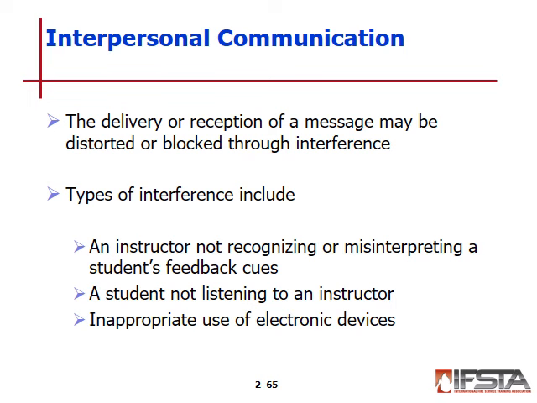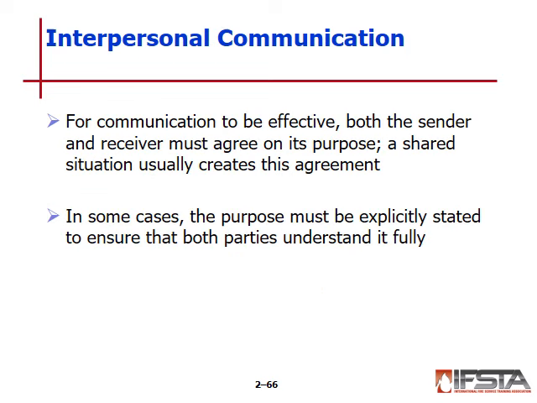As an instructor, you can misinterpret a student's feedback as cues. You may equate it to a student not listening or an inappropriate use of some sort of electronic devices. So again, find out why your message is not getting across and then address the situation. So for communication to be effective, both the sender and the receiver must agree on its purpose. A shared situation usually creates this agreement. In some cases, the purpose must be explicitly stated to ensure that both parties understand it fully. So again, you're maybe trying to explain something, and you have to explain why it's important, why they need to know it, and again, get that buy-in from the students so you have their attention.